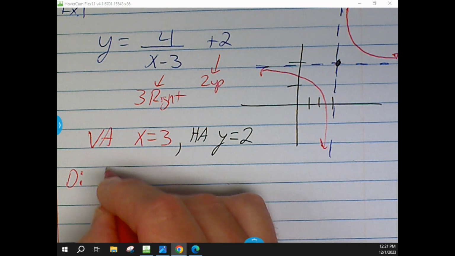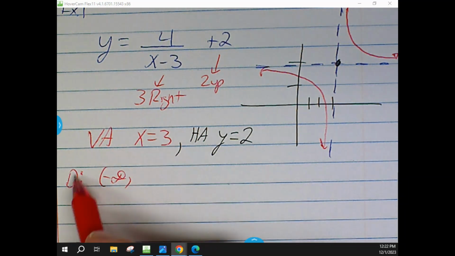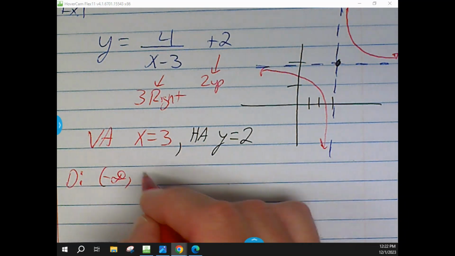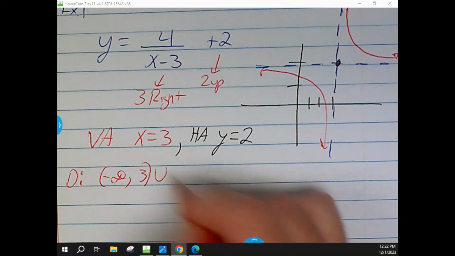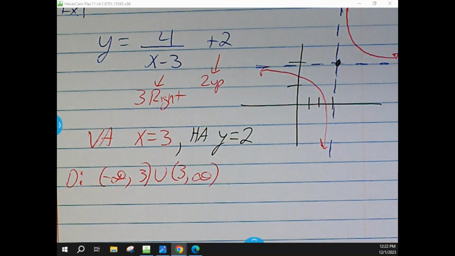Okay. For domain, we're going to go negative infinity, and this is the x values. And again, domain is your x values. You're basically going to go negative infinity up to this number, then do the union, put that number again, and then go to infinity. Because again, we skipped over the 3 because there's an asymptote here. So whatever number you've got in your denominator, that's your vertical asymptote, which is the same number you're going to use in your domain.